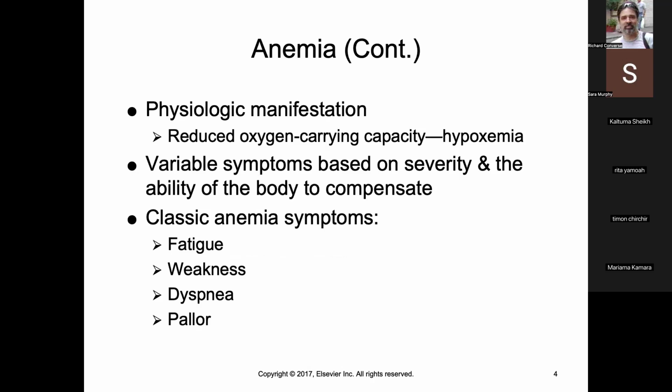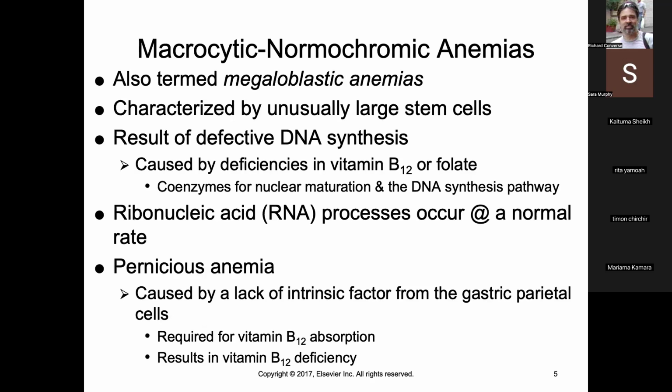Anemia is a physiologic manifestation of reduced crit and thus reduced oxygen carrying capacity. Symptoms are based on severity and the ability of the body to compensate. Classic symptoms include fatigue, weakness, dyspnea, and pallor. Dyspnea is labored breathing. Pallor is just pale skin.